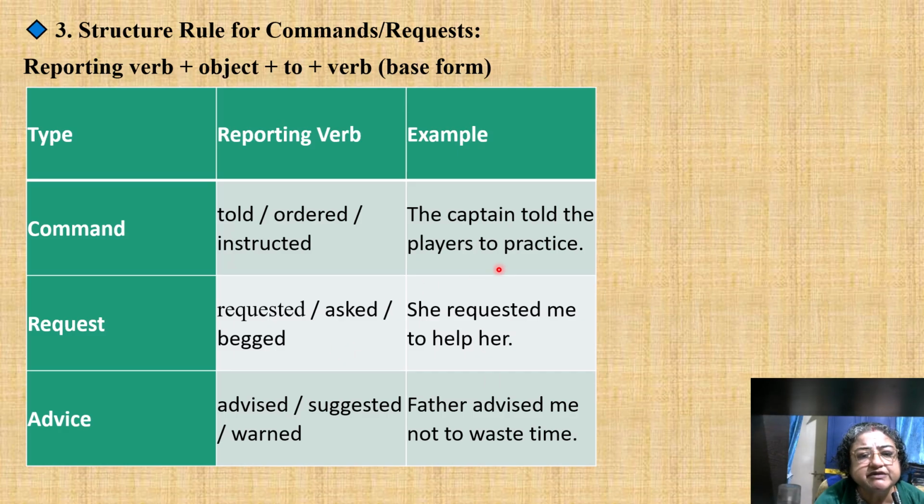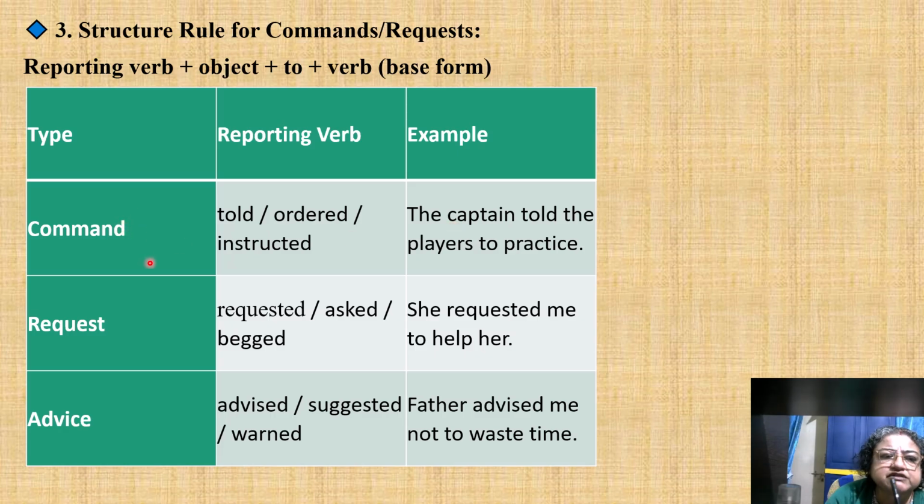So, she requested me to help her. Here requested will be more appropriate than asked or begged. So see, according to the subject matter, you use all these reporting verbs. Advice: if the sentence is advice, use advised, suggested, warned. Father advised me not to waste time. So in this way you will test.